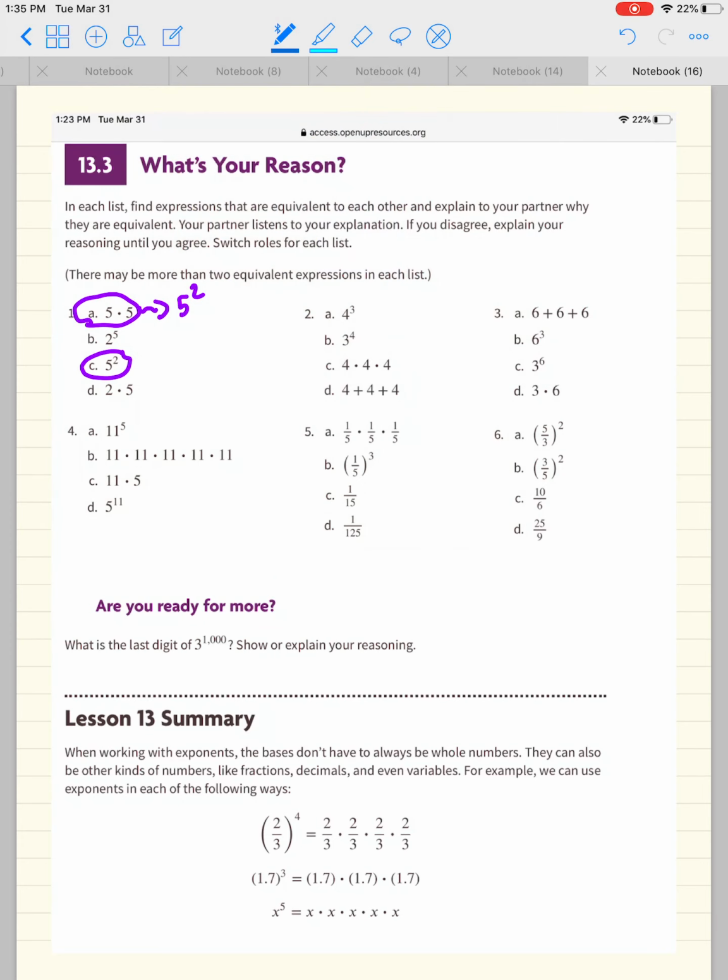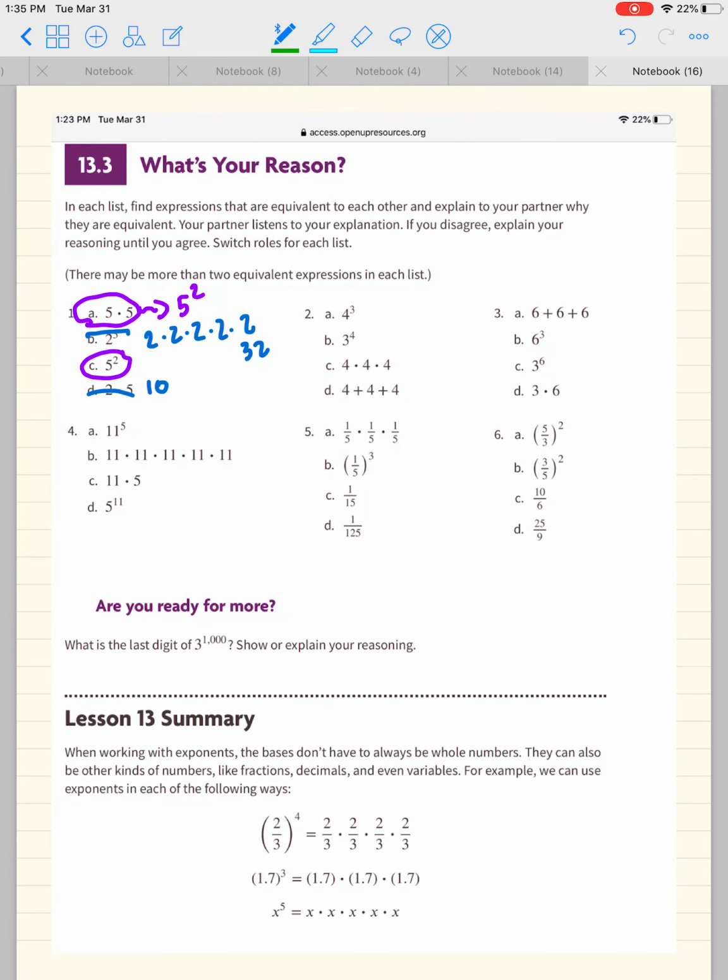Let's look at 2 to the 5th power and 2 times 5. 2 to the 5th power is 2 times 2 times 2 times 2 times 2. And 2 times 5 is 10. 2 times 2 is 4. 4 times 2 is 8. 8 times 2 is 16. 16 times 2 is 32. So these do not have a pair.